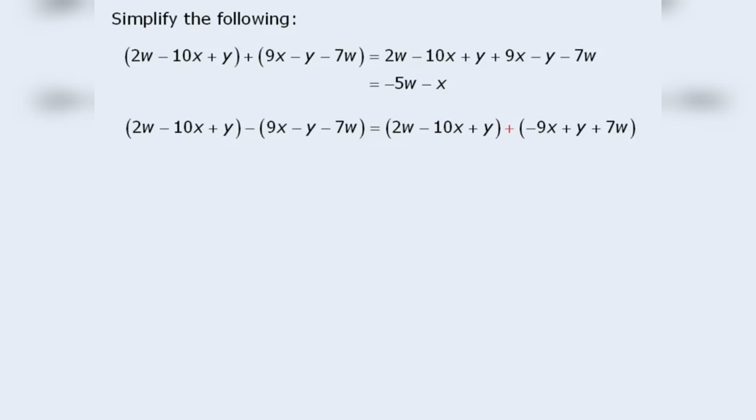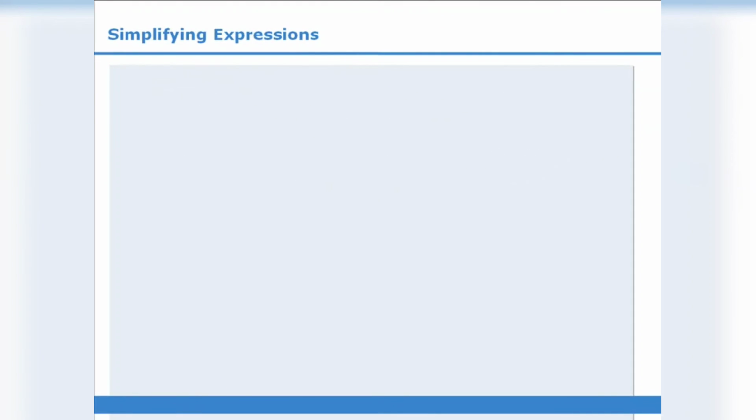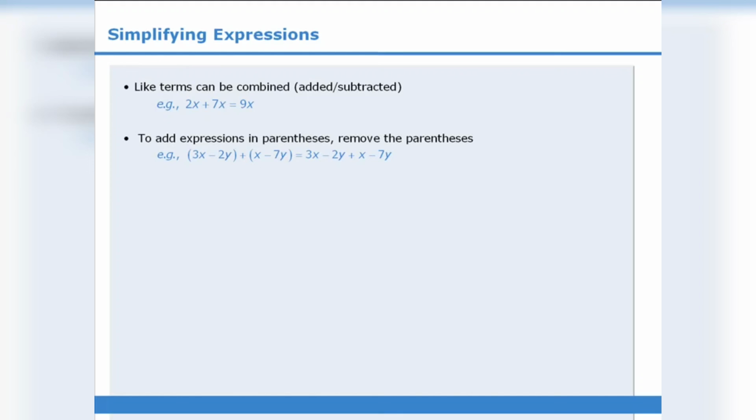At this point, we are now adding two expressions in parentheses, just as we did in the last example. So here we simply remove the parentheses. At this point, we can simplify the expression as follows. Okay, to summarize, in this lesson, we learned that like terms can be combined. To add expressions in parentheses, simply remove the parentheses. And to subtract expressions in parentheses, we will add the opposites.